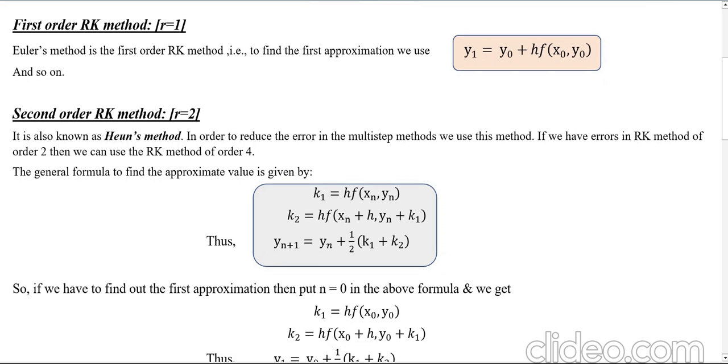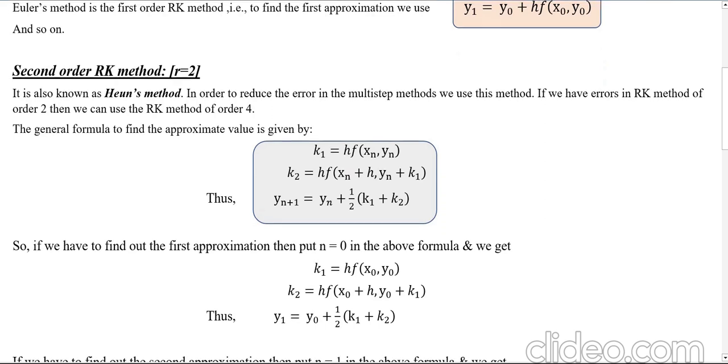Now, if we wish to find out the first approximation, then we put n is equal to 0 in the above formula and we can get k1 as h times f of x naught, y naught, k2 as h times f of x naught plus h, comma y naught plus k1.